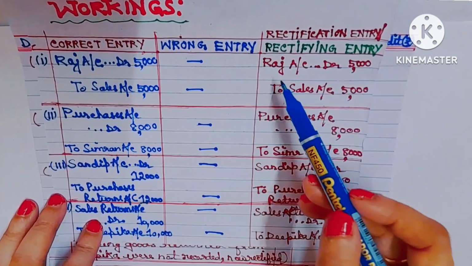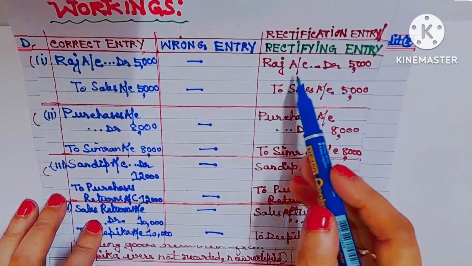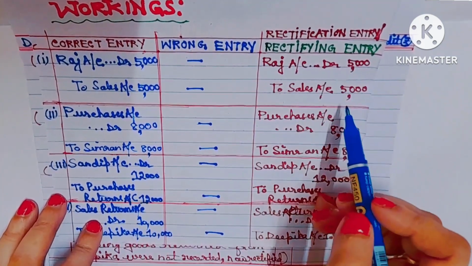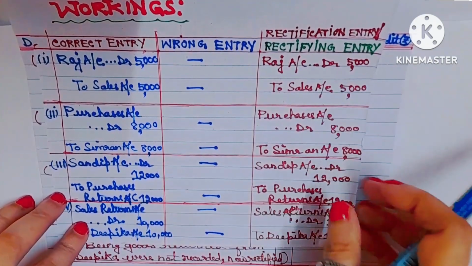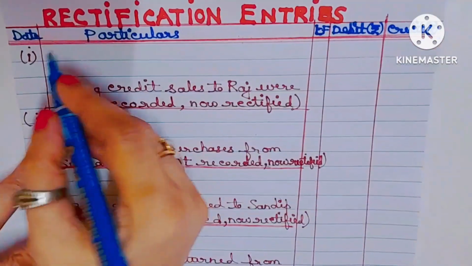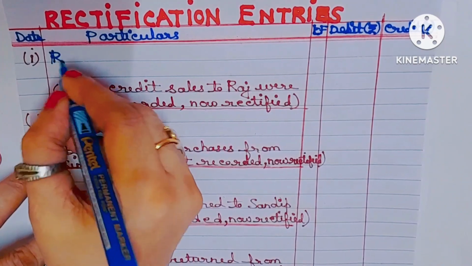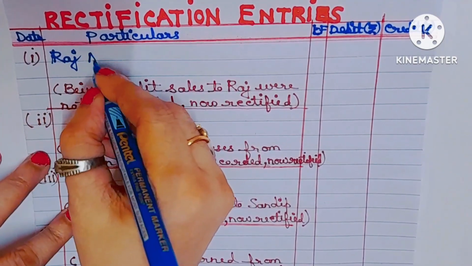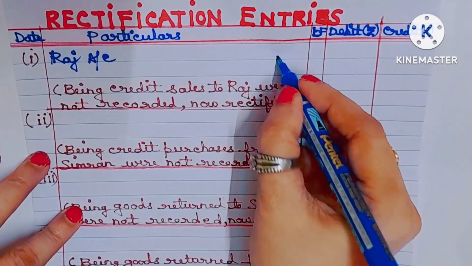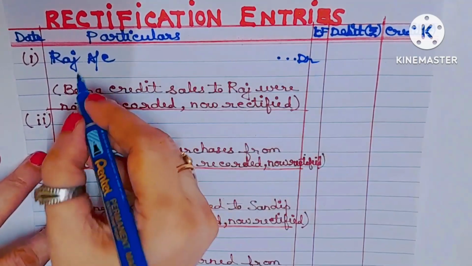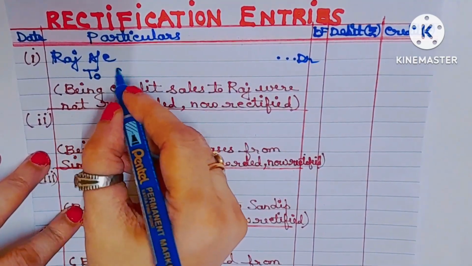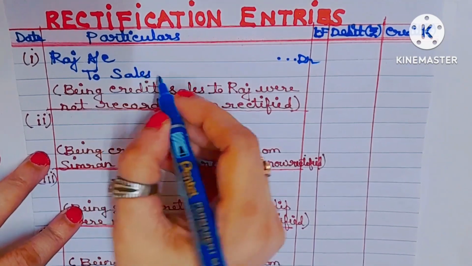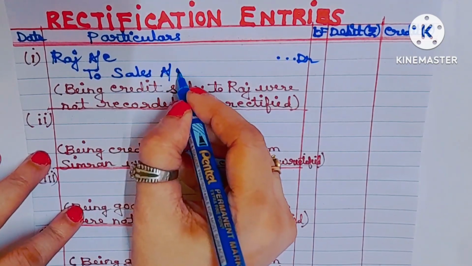Okay, so the first rectifying entry is Raj account debit 5,000 to sales account 5,000. Just copy the rectifying entry. So we'll write Raj account debit. This is the fair work. Raj account debit to sales account. How much? 5,000.